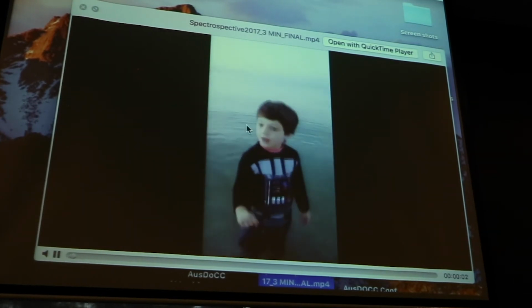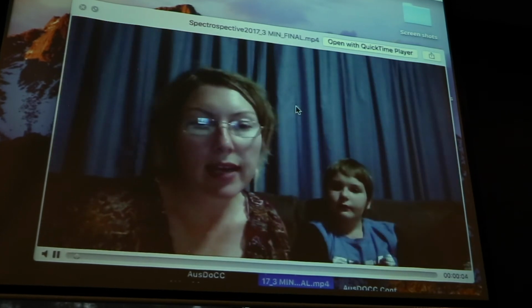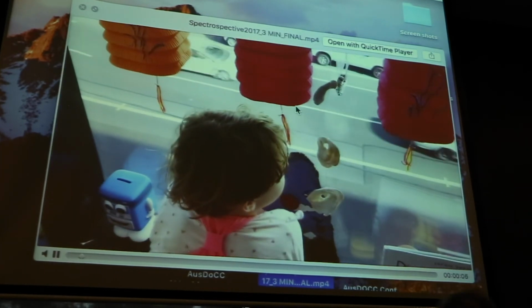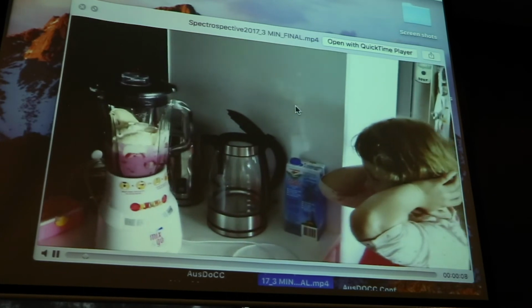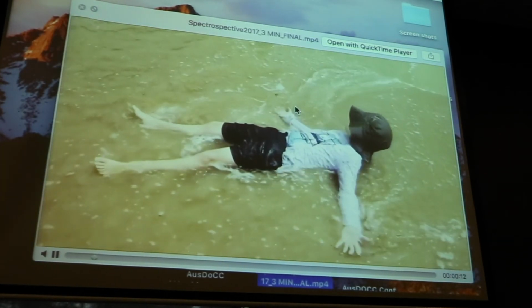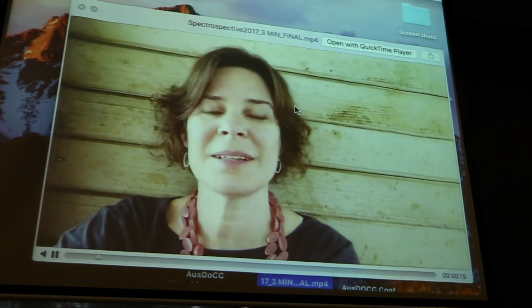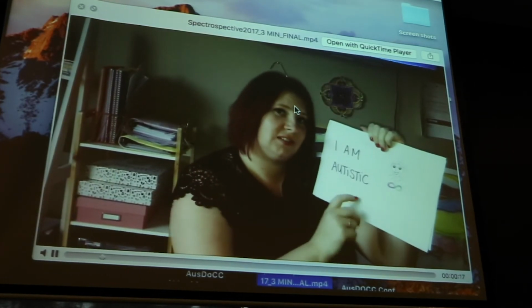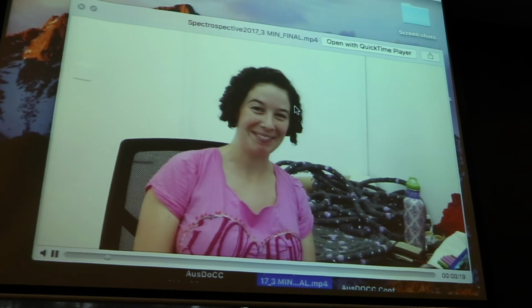A different way that our brains work. I would get really anxious. When there's too much going on in the brain, it's like you sort of fill up the tank and then it sort of overflows. I spent 40 years not knowing what on earth was going on. I am autistic. Welcome to the Spectrospective.